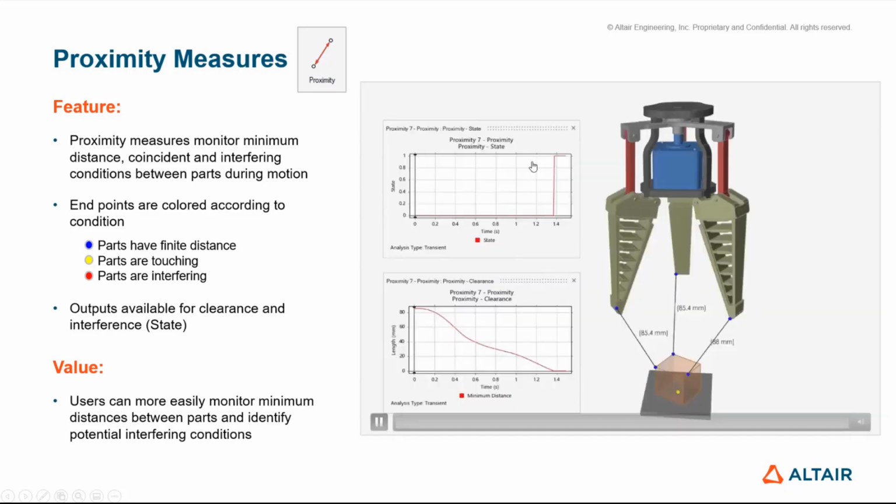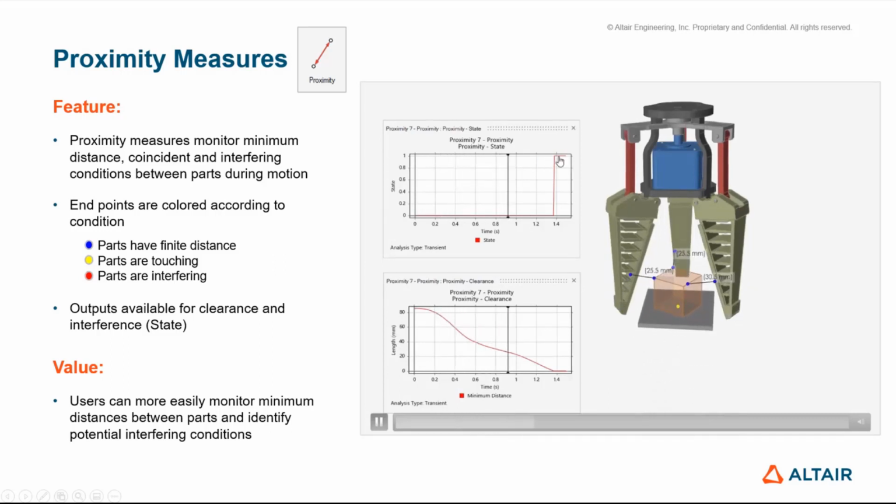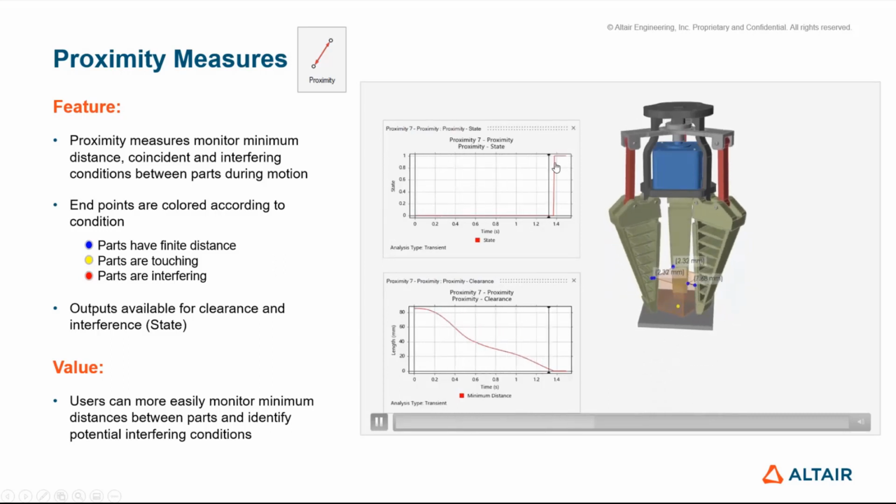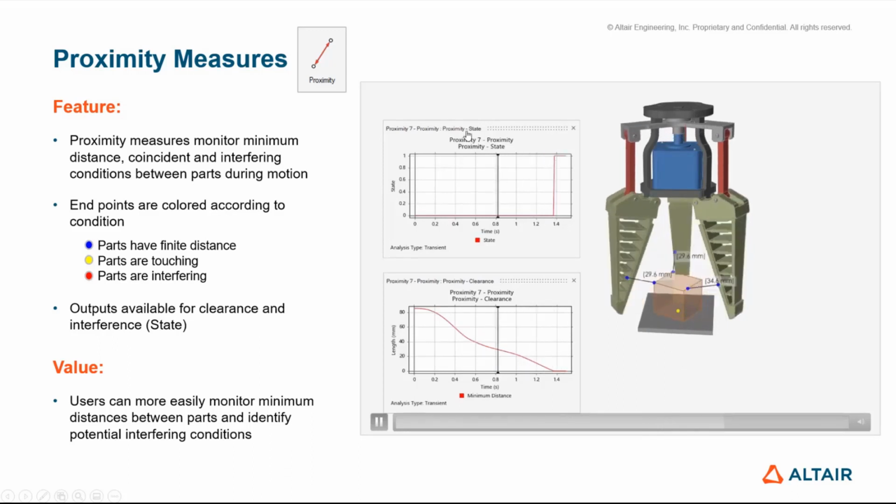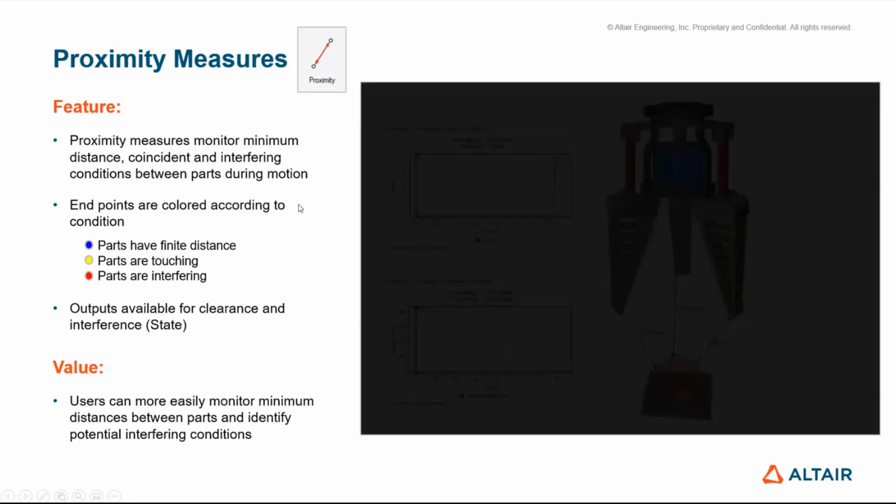We can also see through the state plot here that whenever there's an interference, this will go up to a value of 1. So anytime it goes from 0 to 1 on the state plot, we see that we have interference between the two parts.